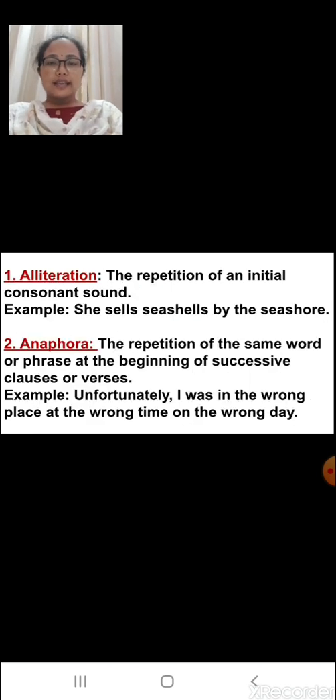The first one is alliteration. The repetition of an initial consonant sound is known as alliteration. For example, she sells seashells by the seashore. The second one is anaphora. Anaphora is the repetition of the same word or phrase at the beginning of successive clauses or verses. For example, unfortunately, I was in the wrong place at the wrong time on the wrong day.